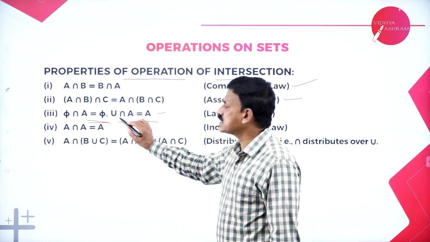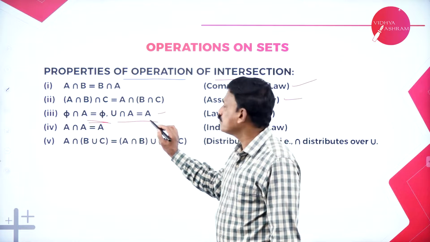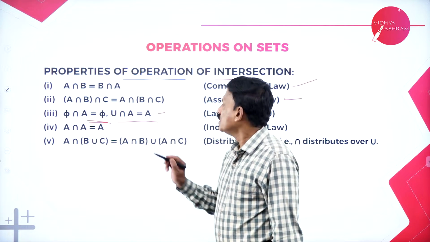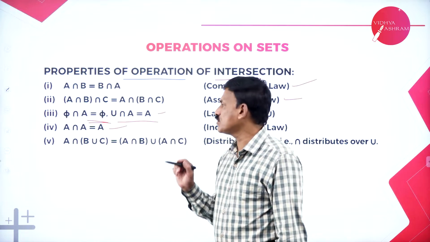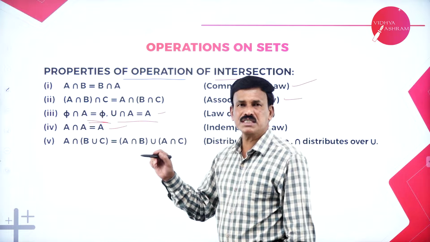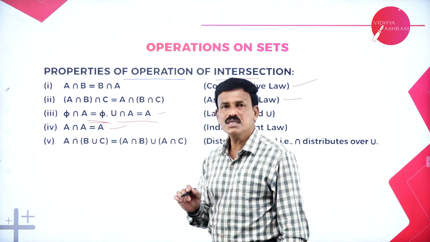The intersection of the universal set and a set A is equal to the same set A. The intersection of two same sets is equal to the set itself. A intersection A is always equal to the same set.